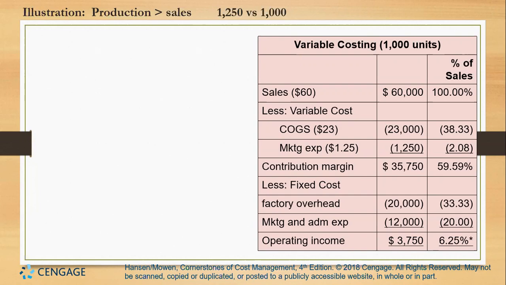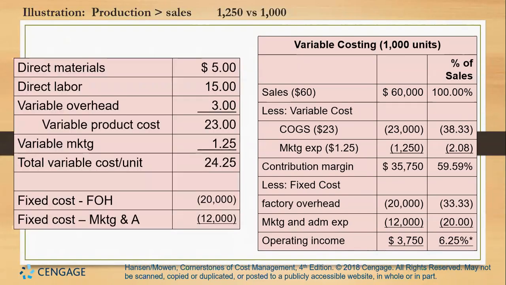We deduct the fixed factory overhead and the marketing and admin expense. So we have the operating income of 3,750, which is lower than that under absorption costing because production is 1,250 and sales only 1,000. Okay, so we have now these computations under variable costing, and we have now net income. Again, it's a repetition. We compute the percent of sales by dividing each item by sales.